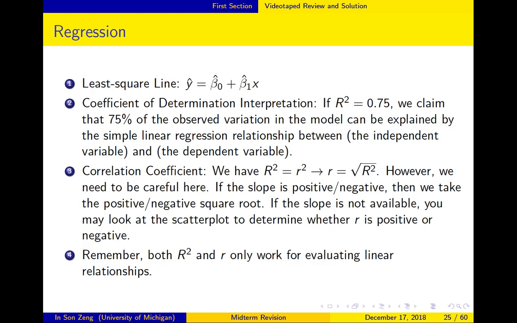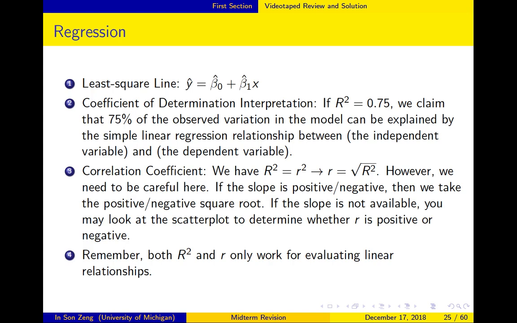First of all, the first concept is the least square line. In our class, we define the least square line as y hat equals beta 0 hat plus beta 1 hat x. So how could we find beta 0 hat and beta 1 hat? Most of the time we have code in R or in JMP, so we can look at the parameter estimates output for both R and JMP to find beta 0 hat and beta 1 hat to fit the line.